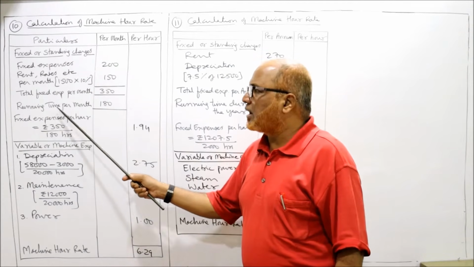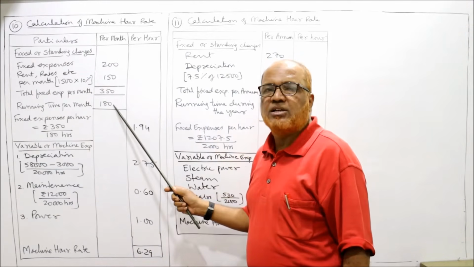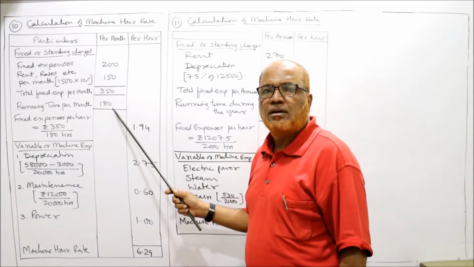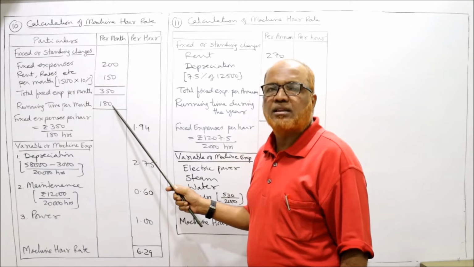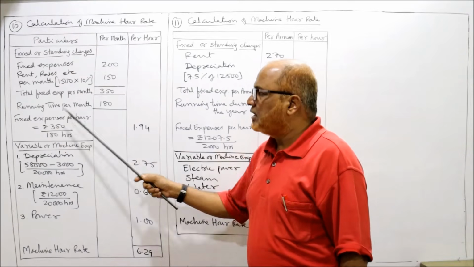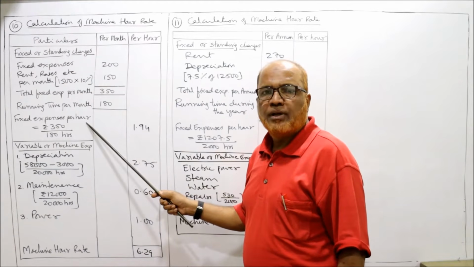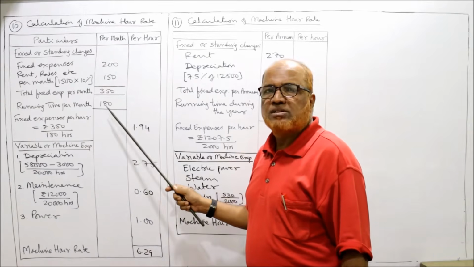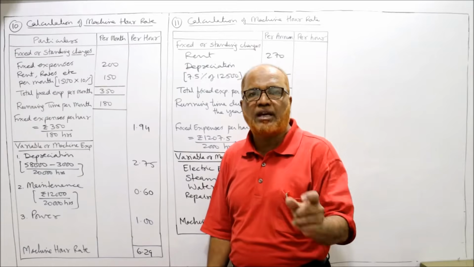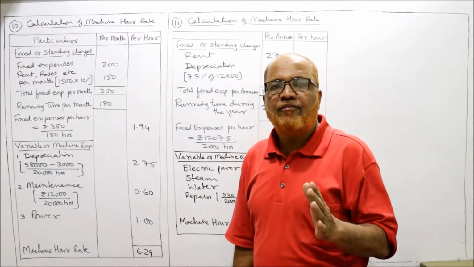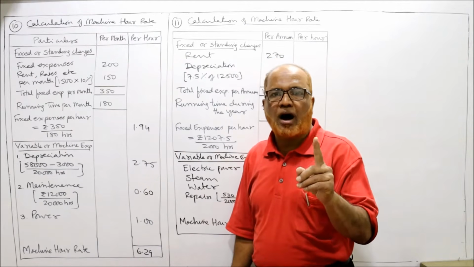And running time per month is given in the problem, 180 hours. So 350 rupees total fixed expenses, 180 are the hours in 1 month. Then fixed expenses per hour. So divide it, 350 rupees divided by 180 hours will get 1.94, 1 rupee 94 paisa. This is the fixed expenses per hour.